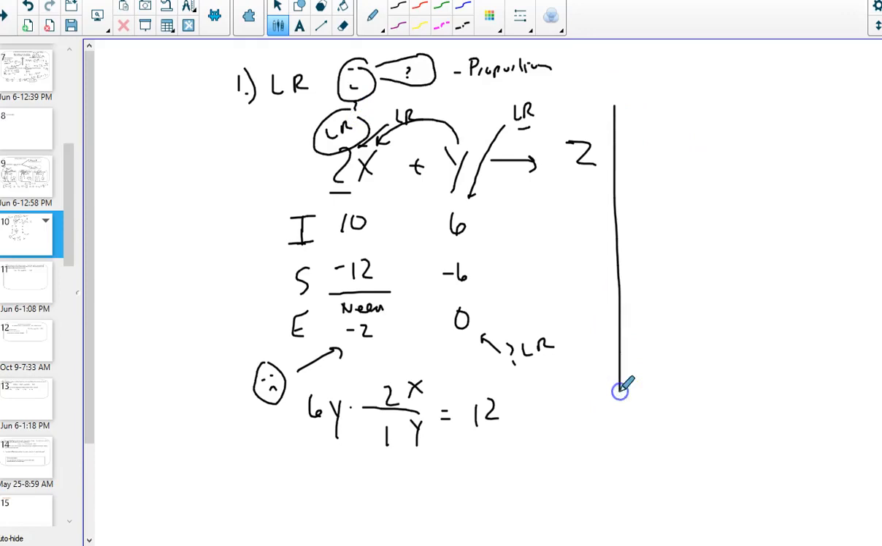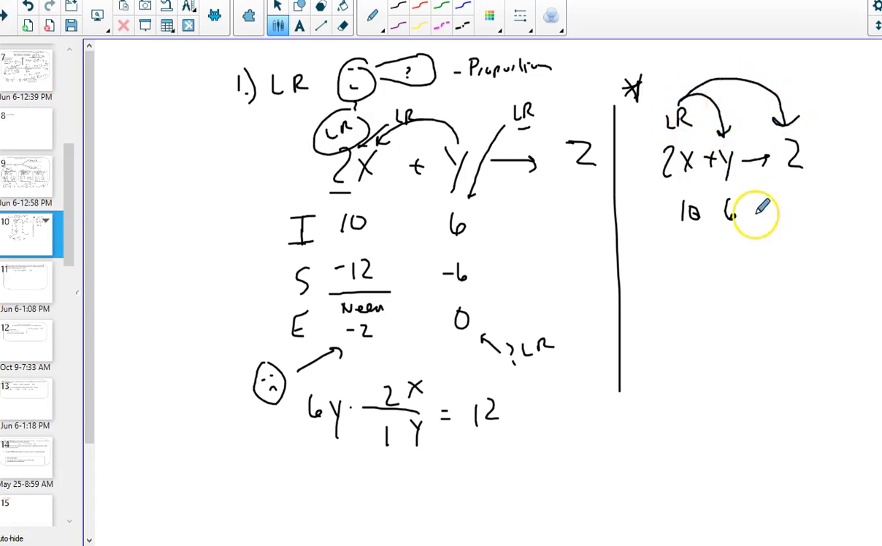All I do is I go 2x plus y yields z. At that point, 10 and 6, okay, this is my limiting reactant. And here's a key thing. Everything is based off limiting. If you know your limiting, that's great. Everything gets determined mathematically from your limiting. Once you know your limiting, just use your stoich ratios to figure things out.